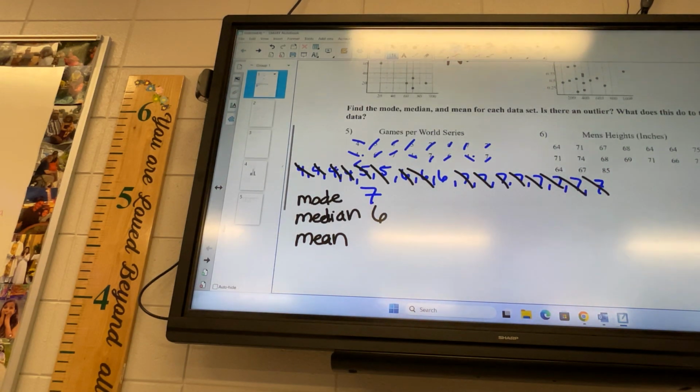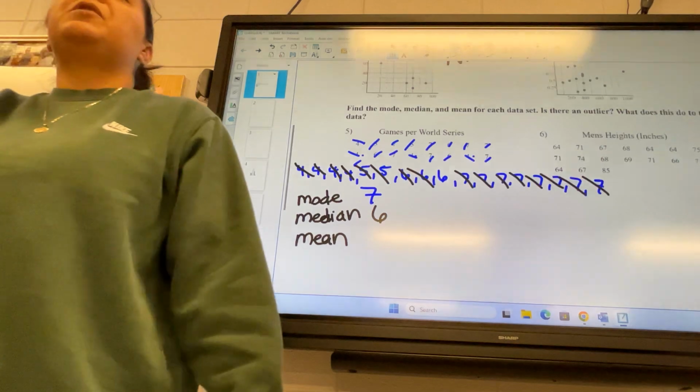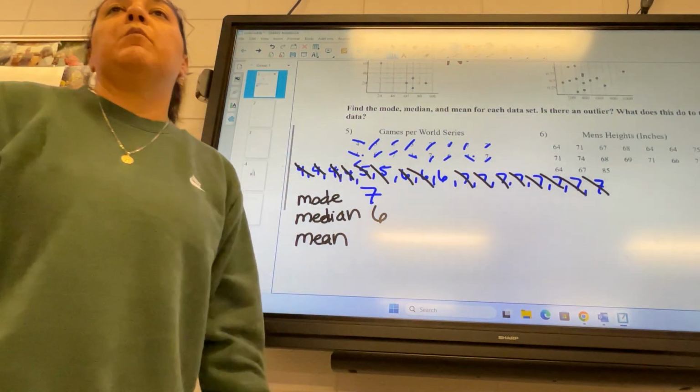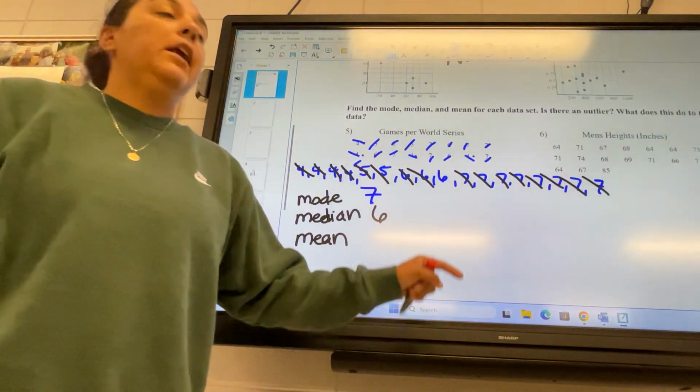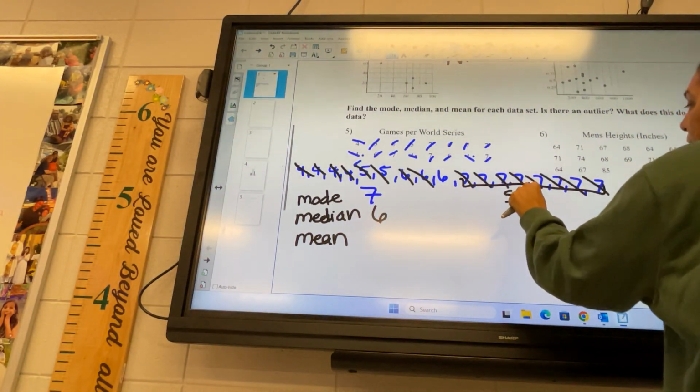Okay, and then what about the mean? What do we do for the mean? Yeah, we're going to add them all up and then divide by however many numbers there are. Okay, a way that you could kind of help yourself out and cheat. Look at this. How many 7s are there? That's not cheating, but how many 7s are there? There are 8. So what is 7 times 8? 56. So for this part, you're going to have a 56.